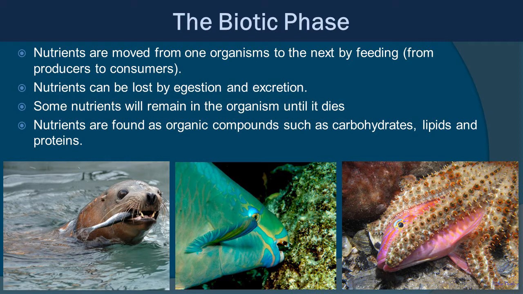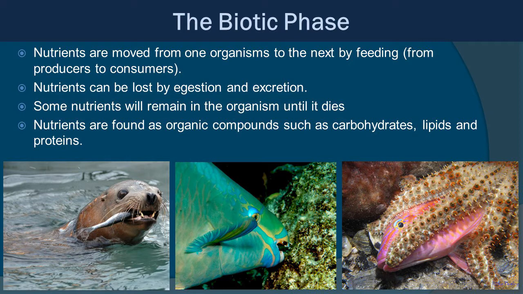Now we're going to focus on the biotic phase of nutrient cycles. Nutrients are moved from one organism to the next by feeding relationships, right? They go from producers to consumers, and so on and so forth. You've got some examples down here on the bottom, from the parrotfish munching on algae on the rocks to a sea lion munching on a fish and a sea star munching on a fish.